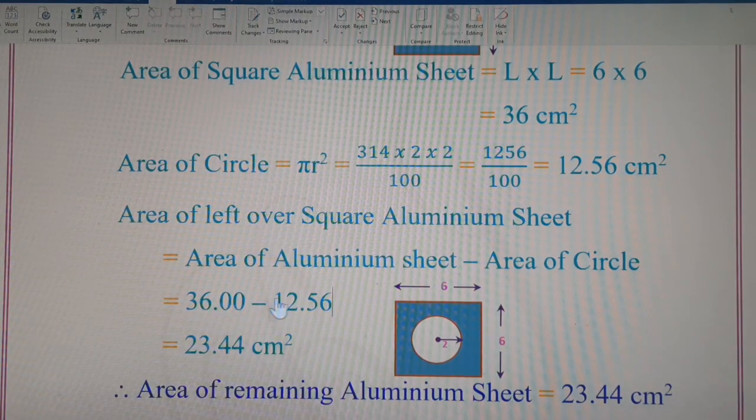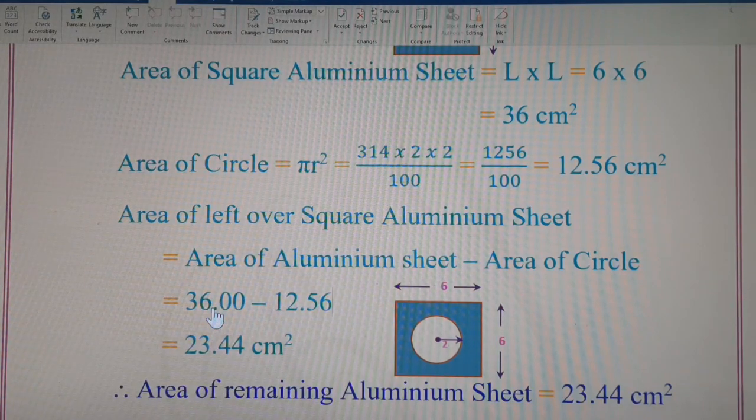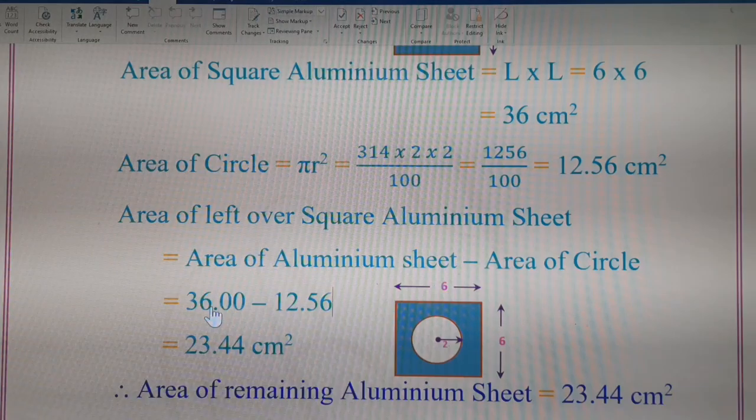From two decimal numbers, we have to subtract 12.56. The area of circle has two decimal digits on the right side of the decimal point. So in the area of square also, we'll write the value as 36.00 with two decimal digits on the right side of the decimal point. So area of square aluminum sheet will be written as 36.00 instead of just writing 36. And area of circle we have calculated as 12.56. We have to subtract these two numbers and we'll get the answer as 23.44 centimeter square.